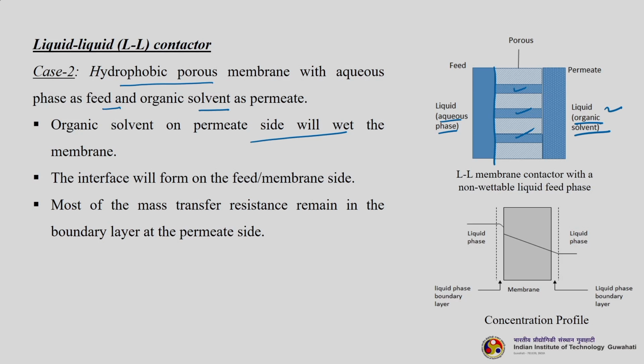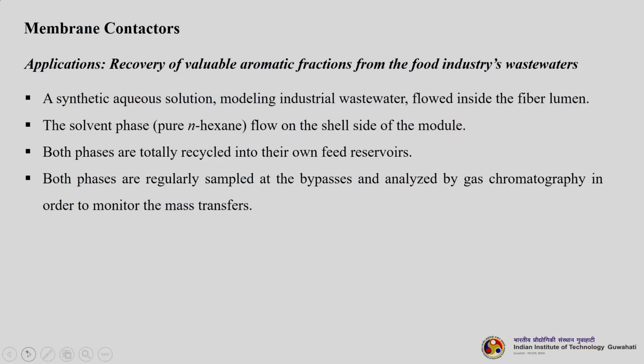Most of the mass transfer resistance remains in the boundary layer at the permeate side. So, again, the mass transfer resistance will be here. So, just quickly we will go through certain applications. The first is recovery of valuable aromatic fractions from the food industry's wastewaters.